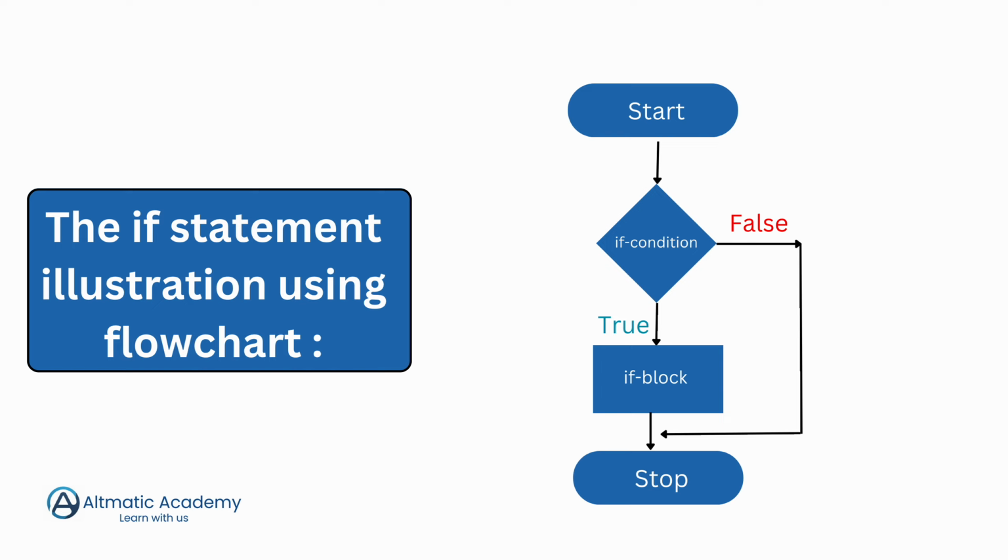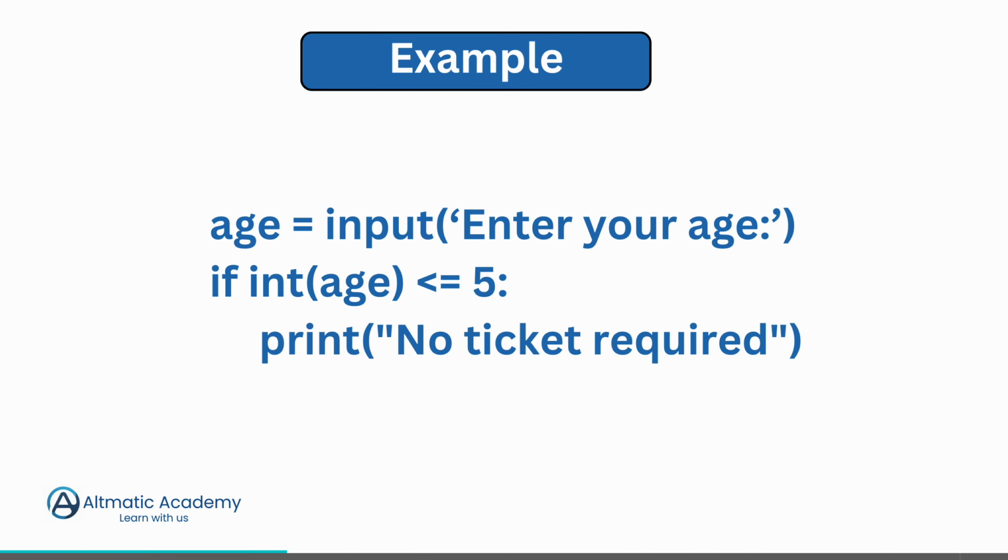Now, if we try to understand through a flowchart how the if statement works, you see here there is a flowchart. I am starting the flowchart, and for a particular value I am checking the if condition. If that condition is true, then the if block will be executed, and if false, that if block will be ignored. If the condition is true, it will go to the if block. Otherwise, if it is false, it goes to the stop. So let us see one example.